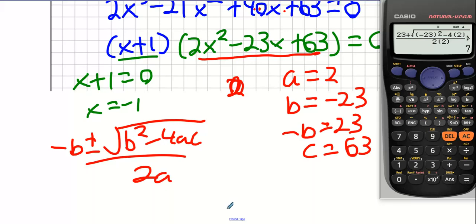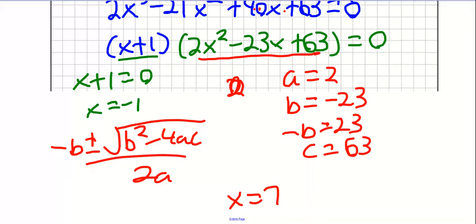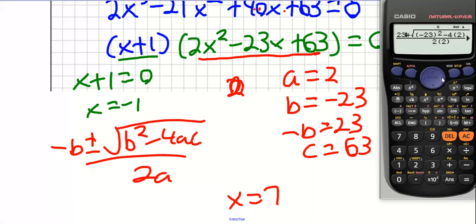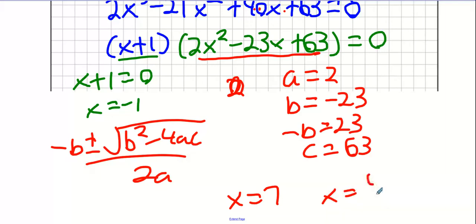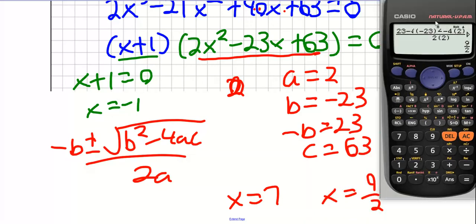You get an answer of 7. So one of the x values is equal to 7. Go back and change it to a minus, and the other answer is 9 over 2. Now, please remember, whatever you type in the calculator should go into your answer on the page.